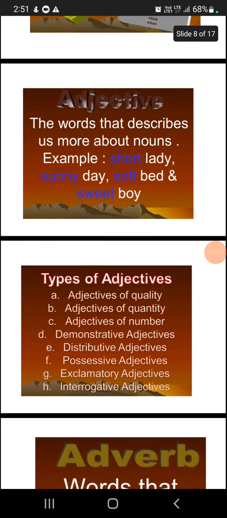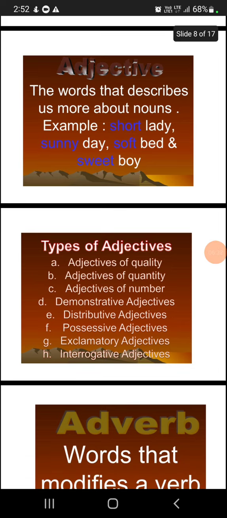Here we have many types of adjective. The first one is adjective of quality, and then adjective of quantity, adjectives of number, demonstrative adjectives, distributive adjectives, possessive adjectives, exclamatory adjectives, interrogative adjectives.